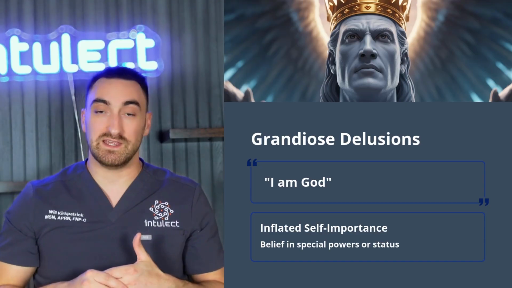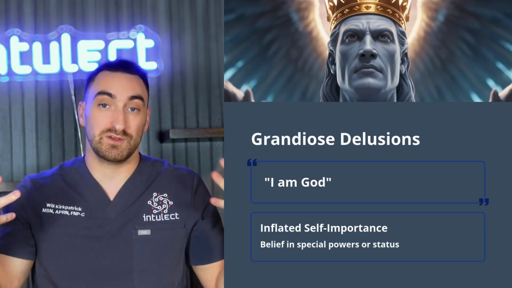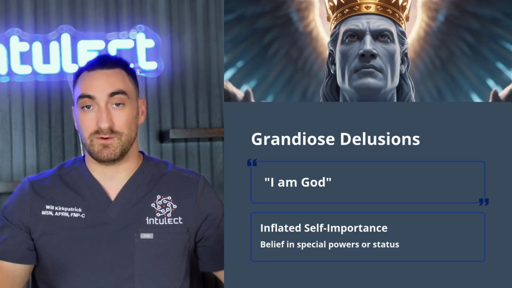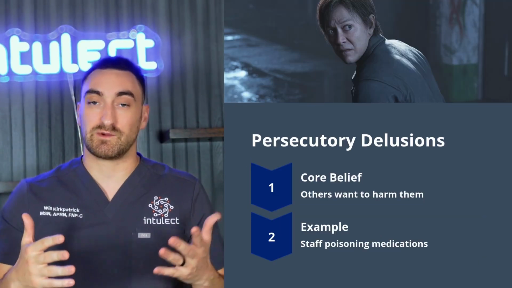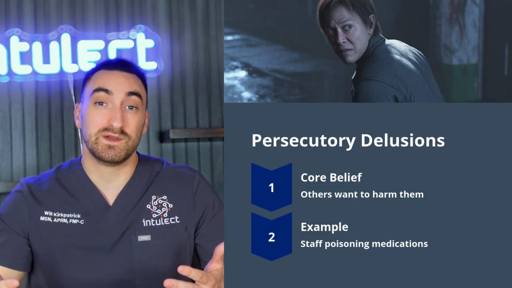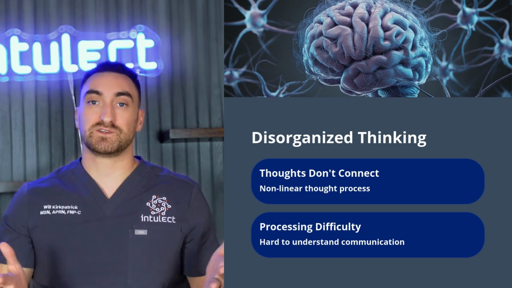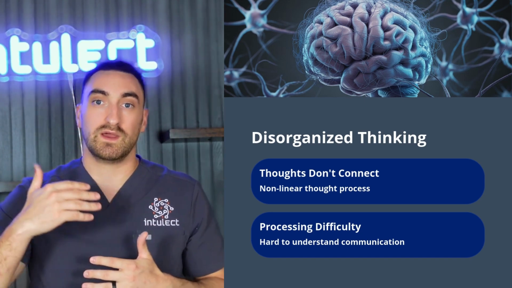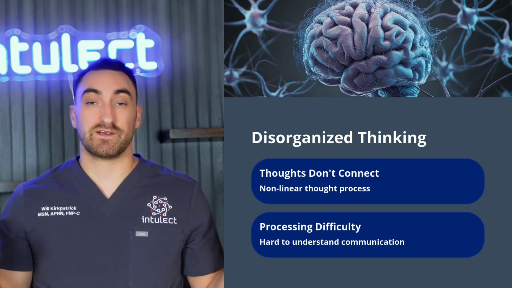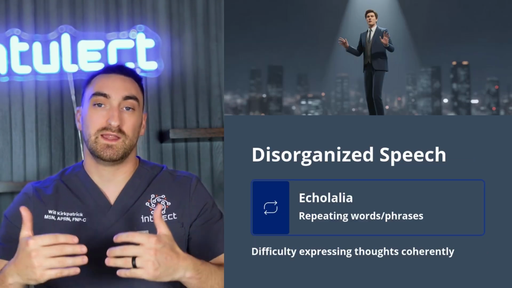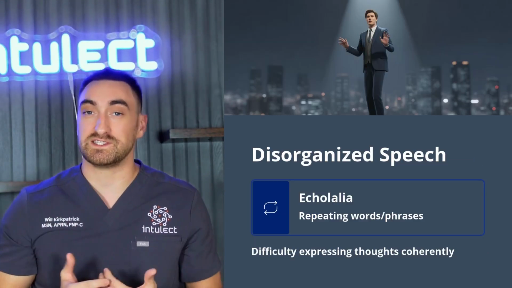They can have grandiose thoughts or delusions about themselves, for example. They might think that they are God. Or they might have persecutory thoughts, like we mentioned, where they might think that the nurses or the medical staff are trying to poison them with medications. And then, of course, disorganized thinking, so they can't keep their thoughts together. Sometimes they don't go in the same direction, which makes it very difficult for them to process information that you are trying to communicate to them. And then they might have difficulty expressing their thoughts as well.